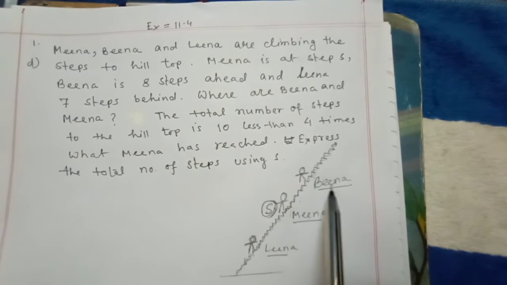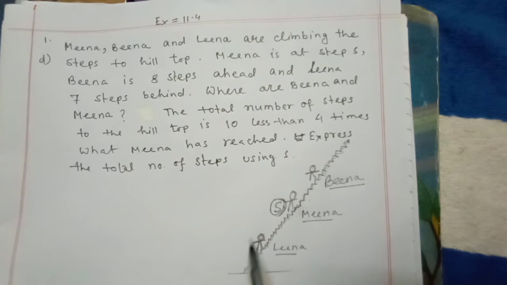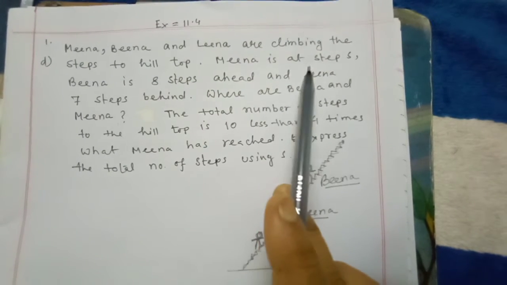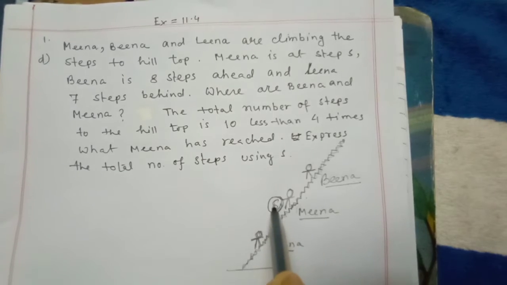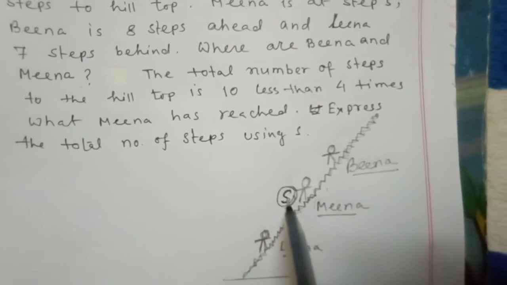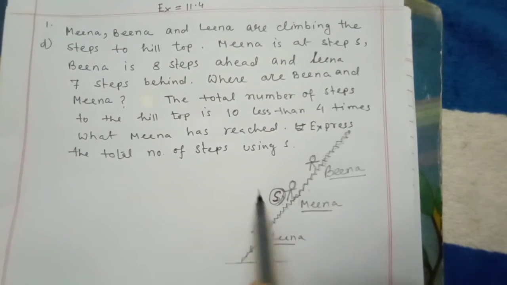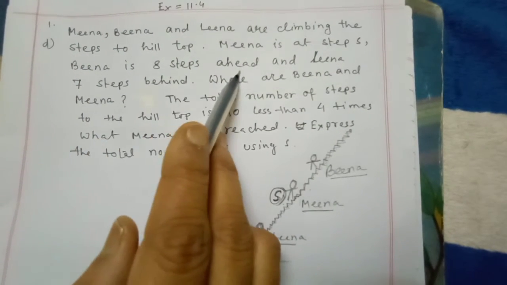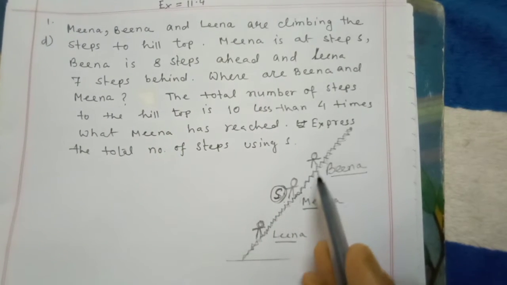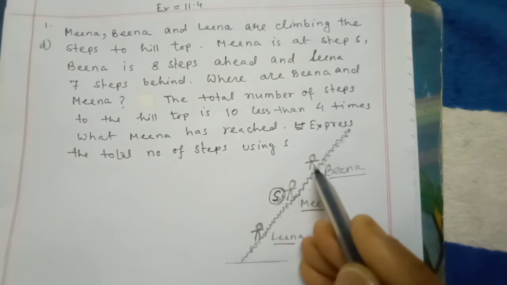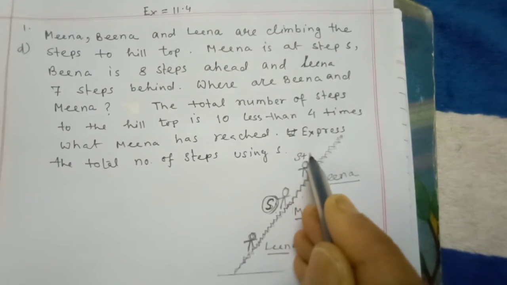Meena, Bina, and Lina are climbing the steps to the hilltop. Meena is at step S. See, this is S, showing Meena is at step S. Bina is 8 steps ahead. That means in which step will Bina be? Bina will be at S plus 8.